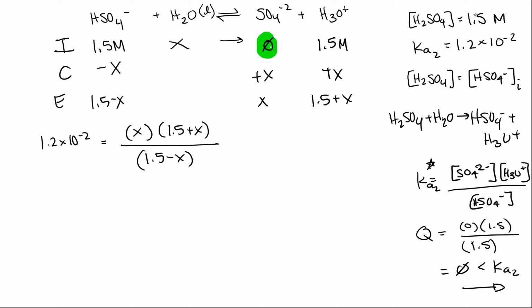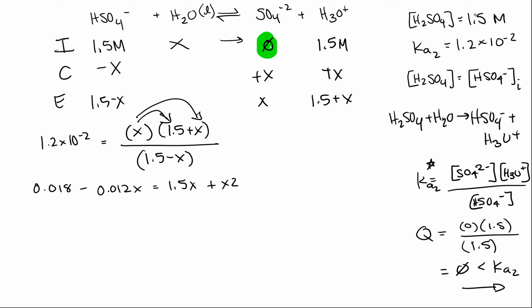and 1.5 minus X for my HSO4 minus. So now to solve for this, I am going to multiply both sides by 1.5 minus X. And when I do that, I'm going to get 0.018 minus 0.012X. Sorry, I'm switching from scientific notation to regular. And that'll be equal to 1.5X when I distribute this X out, plus X squared. So I'm going to need to use a quadratic equation to solve this.